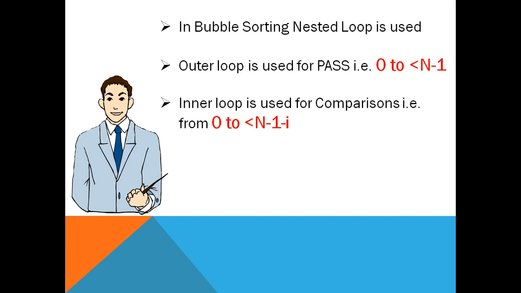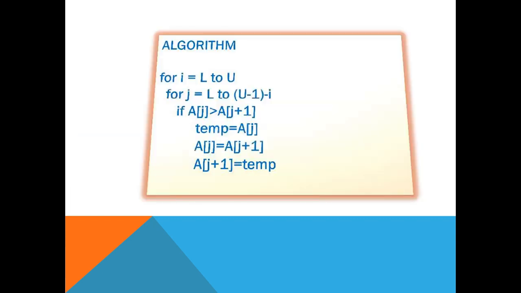Let us say I is 0, the first time we require all the comparisons. Next time 1 less, means when I is 1, 1 less comparison, when I is 2, 2 fewer comparisons are required. That is how in the algorithm I varies from lower limit to upper limit, and J varies from lower limit to upper limit minus 1 or minus I, whatever we say. If A of J is greater than A of J plus 1, means if the elements are not in proper order, then exchange takes place, otherwise exchange will not take place.